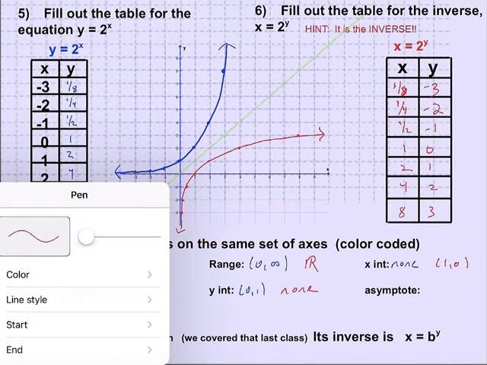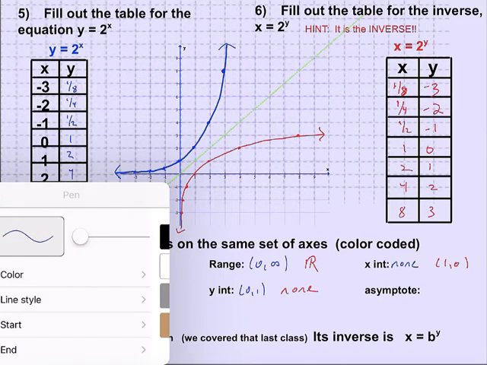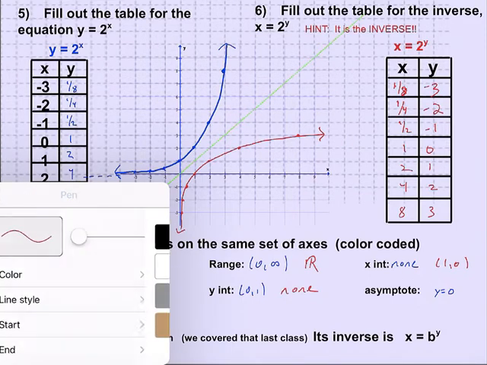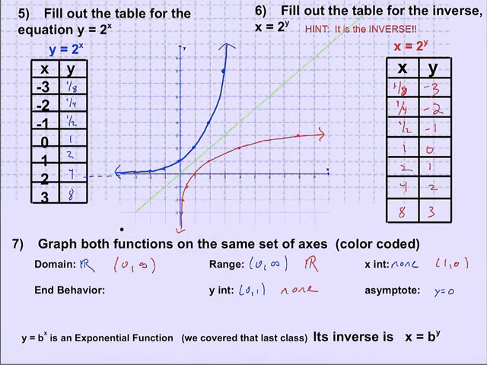We take a look at the asymptotes here. You can see that the exponential function has this horizontal asymptote at y equals 0. I'm writing it as y equals, so you know it's a horizontal asymptote. But the inverse of that function, x equals 2 to the y, has a vertical asymptote at x equals 0. So again, what happens to the y from one function happens to the x for its inverse function.